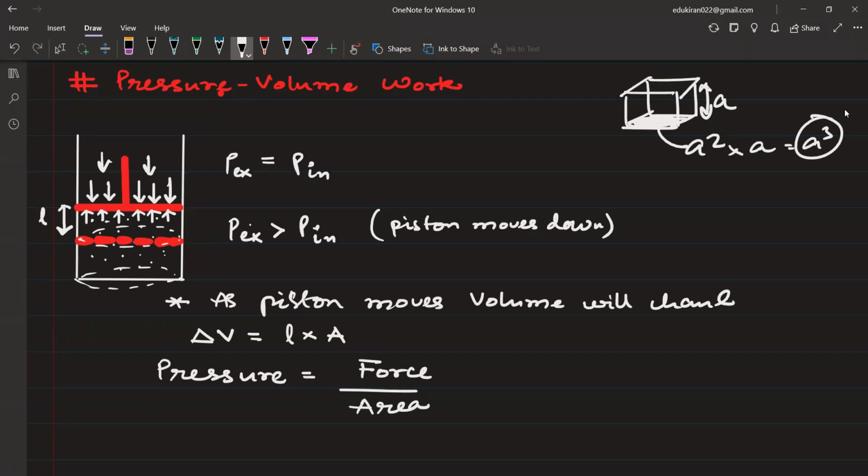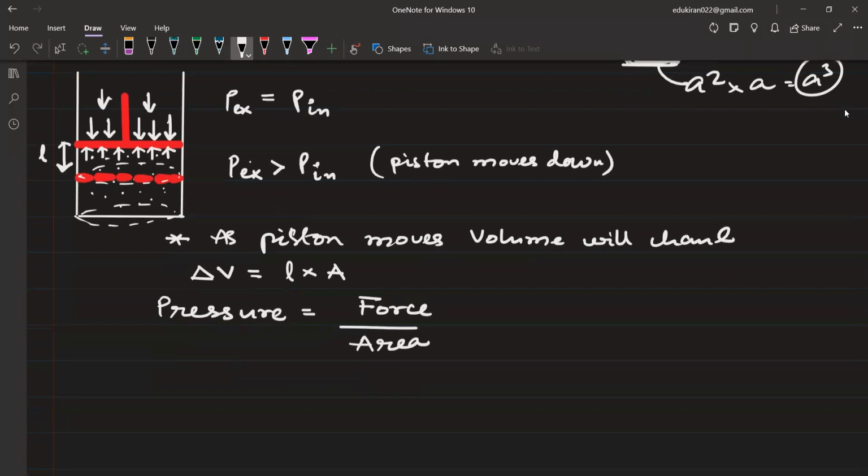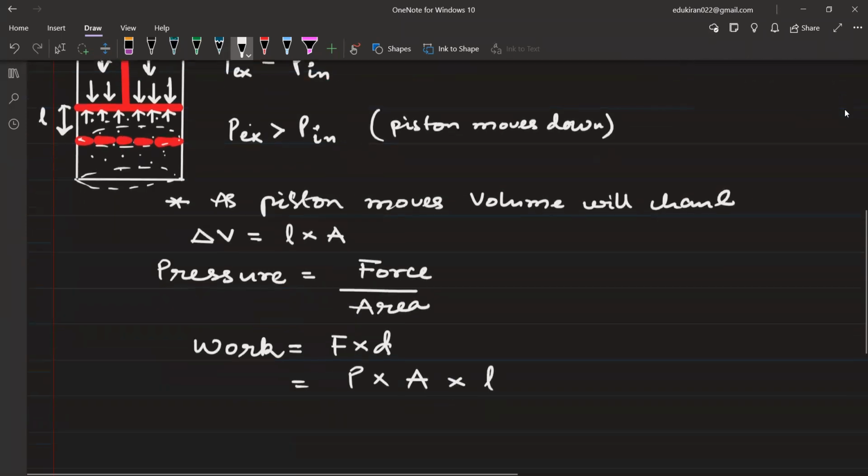Pressure is equal to force upon area. Okay. And what is work? Since we are going to define work, work is equal to force into the distance. Now, force can be written as pressure into area. Is that right? And distance can be the length. Is that clear? Yes or no? Please tell me, guys. Yes, sir. ठीक है? अच्छा.